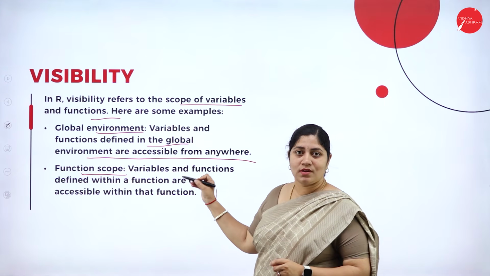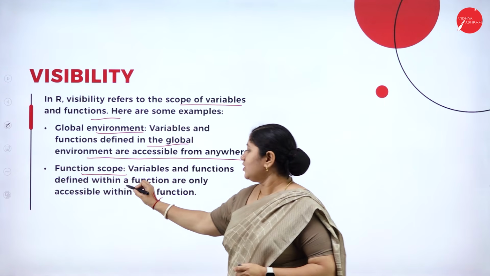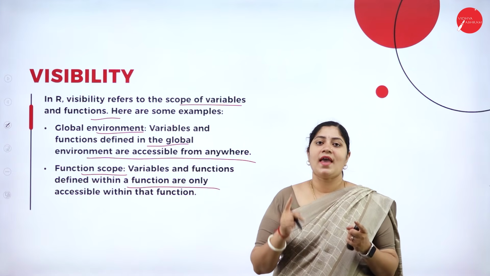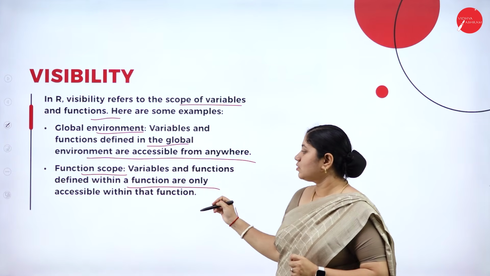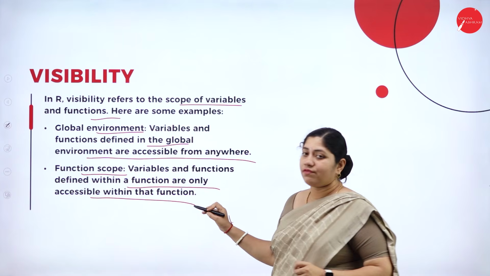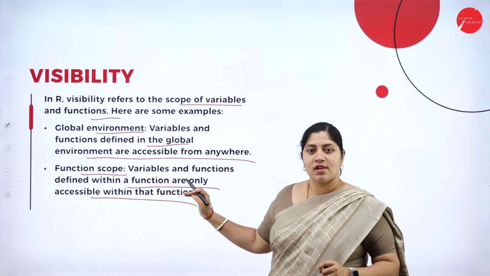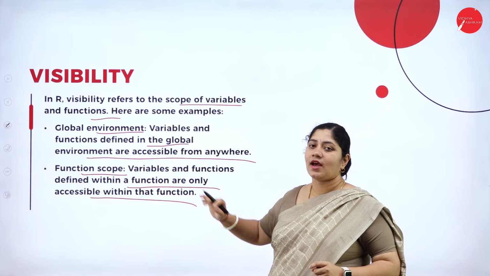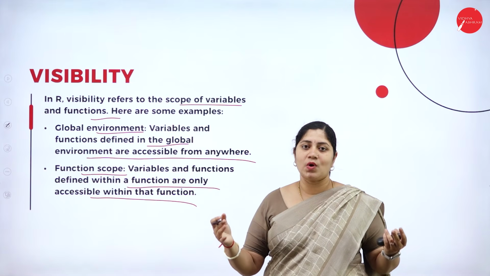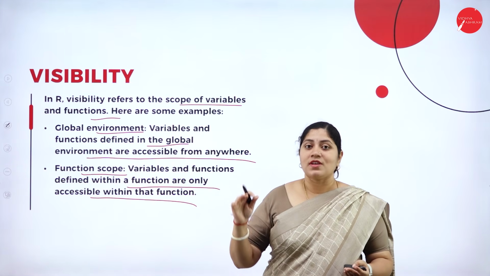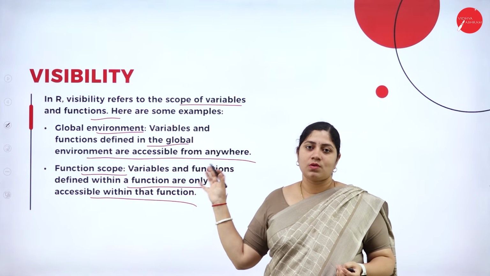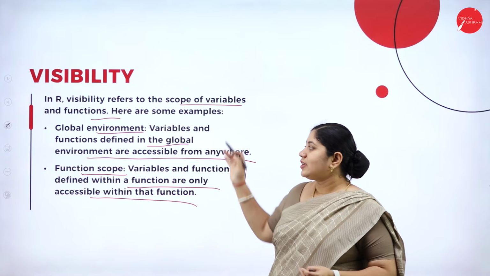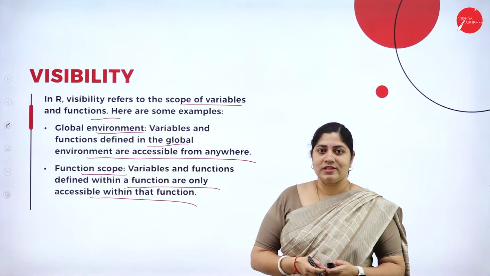All right, up next is function scope. The variables and functions defined within a function are only accessible within that function. Please note the difference. This gives limited access, whereas the global environment gives access so that from wherever you want you can pick the data, but it has to be defined in the global environment. So this is with respect to visibility.